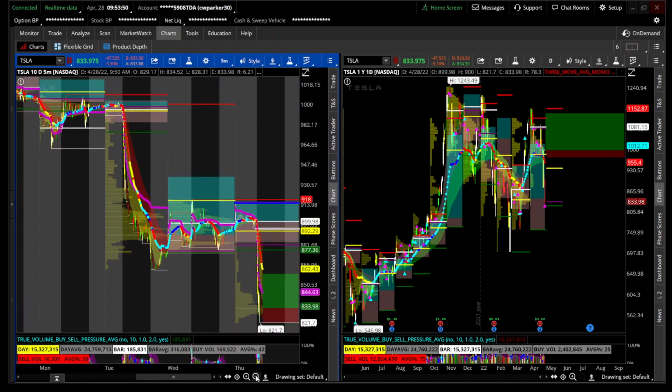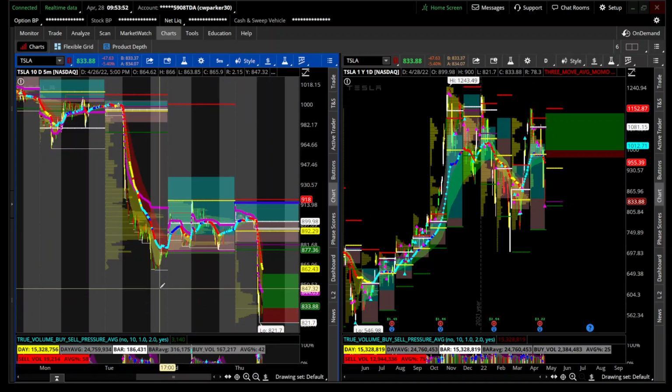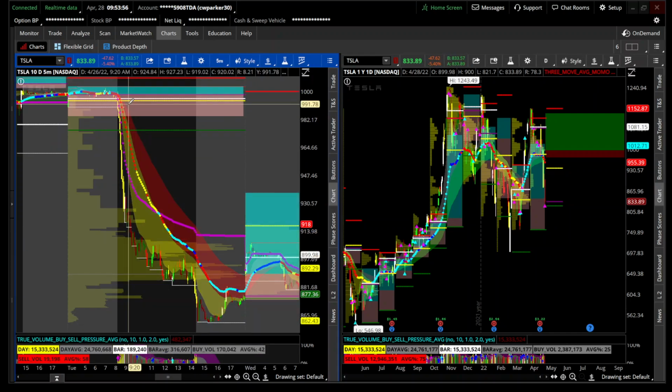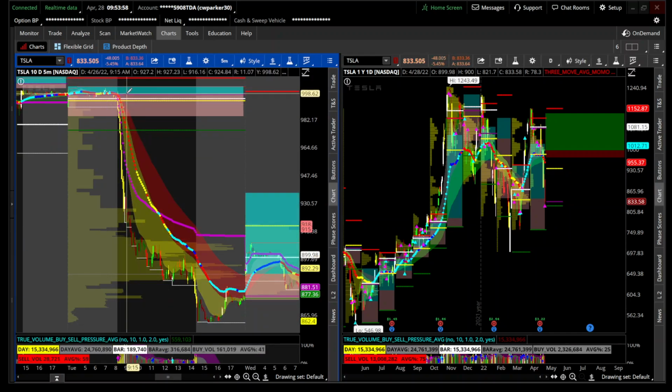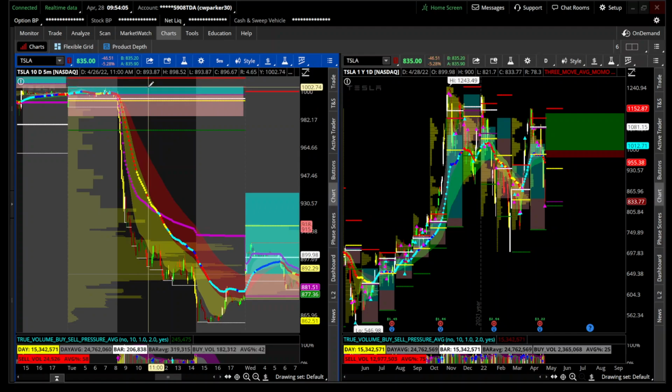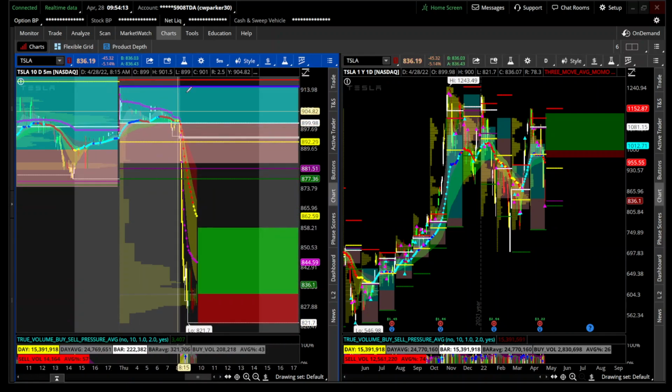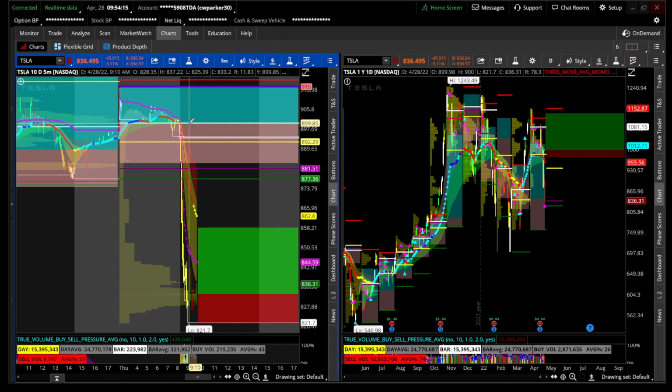It's the difference between the two, and you can see over here when Tesla just crashed out of the floor, the previous point of control was here. You have your value area low here and your value area high here. Looking at today, yesterday's value area high was here, yesterday's point of control was here, and yesterday's value area low was here.